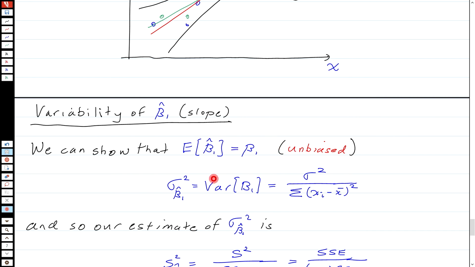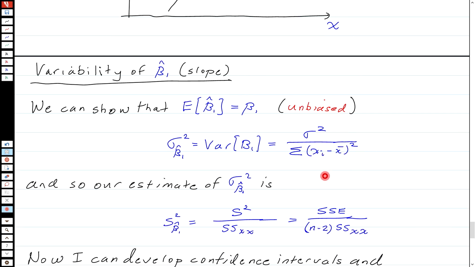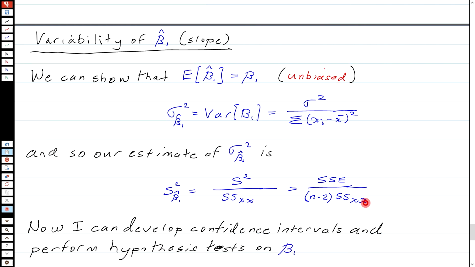We can also show that the variance of beta 1 hat is equal to sigma squared over the sum of the squared deviations between xi and x bar. And that thing down here is just SSXX. This thing up here is estimated by s squared. So the estimate of the variance of beta 1 hat is s squared over SSXX. And we can write this also as SSE over (n minus 2) SSXX.